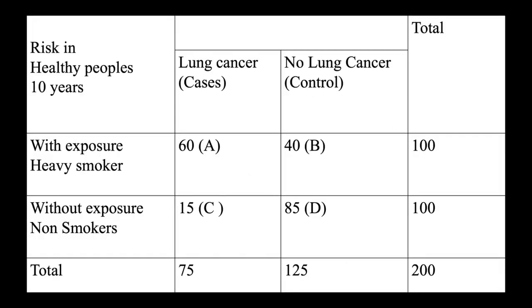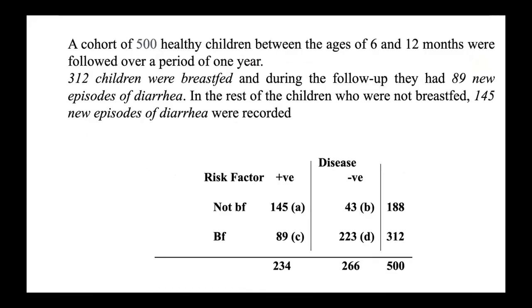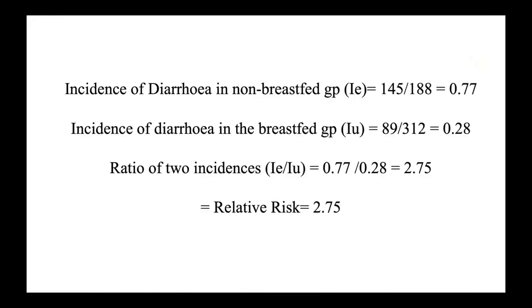The formula was this: exposed divided by unexposed, that is A over A plus B, divided by C over C plus D. If you apply the same here, this is an example. 145 by 18 is 0.77. 89.312 is equal to 2.2. So in this way, the association is not stronger. No doubt it is greater than 1 as compared to our previous study.